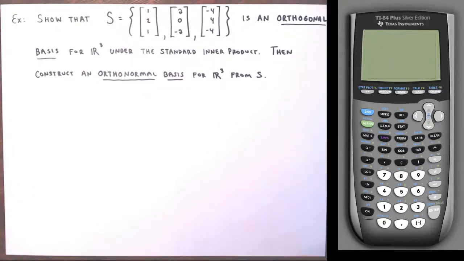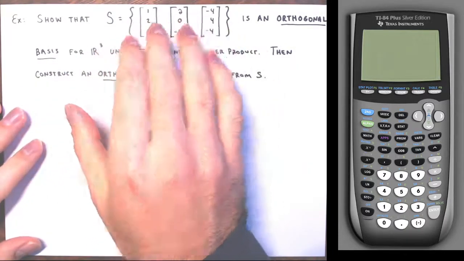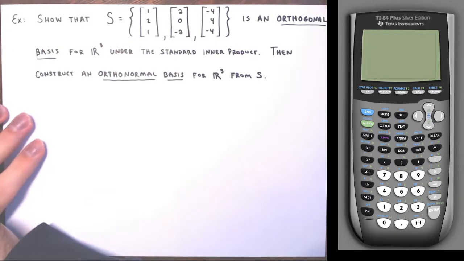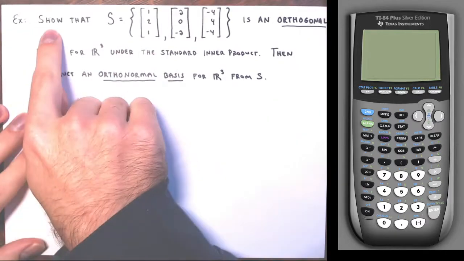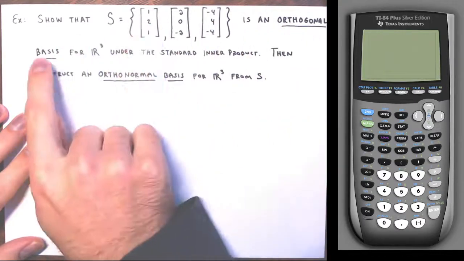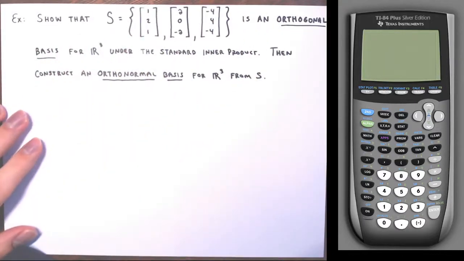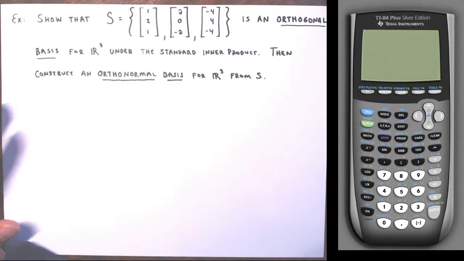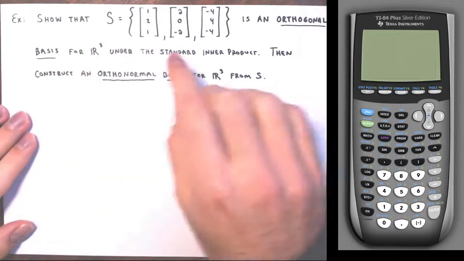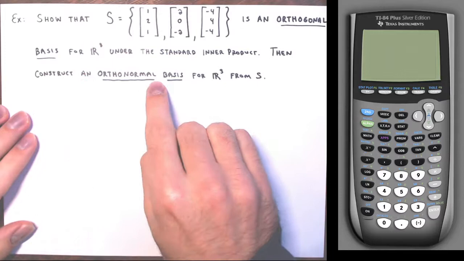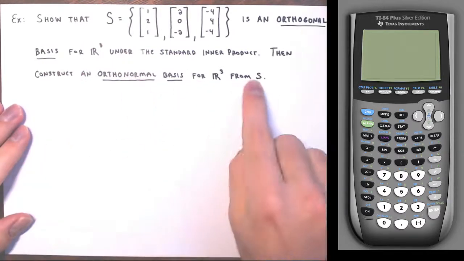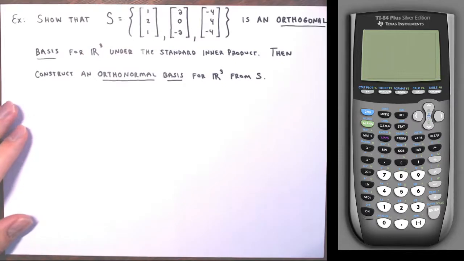So I have just two examples to finish the video, but they'll probably take a while. I'm going to be given a set of vectors from some inner product space, and first asked to show that this set of vectors is an orthogonal basis for the vector space. Then, if it is, construct an orthonormal basis for that same space using set S.